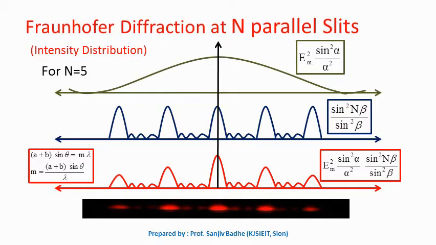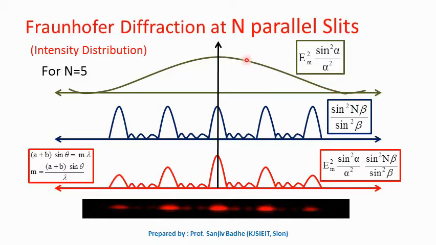This is the intensity distribution in case of Fraunhofer diffraction at n number of parallel slits. We can draw a graph of E_m² sin²α upon α², which will represent the effect of a single slit. Then we can draw a graph of sin²nβ upon sin²β, that represents the combined effect of n number of slits, and the final intensity distribution can be obtained as a product of these two graphs. So this is a graph for single slit.